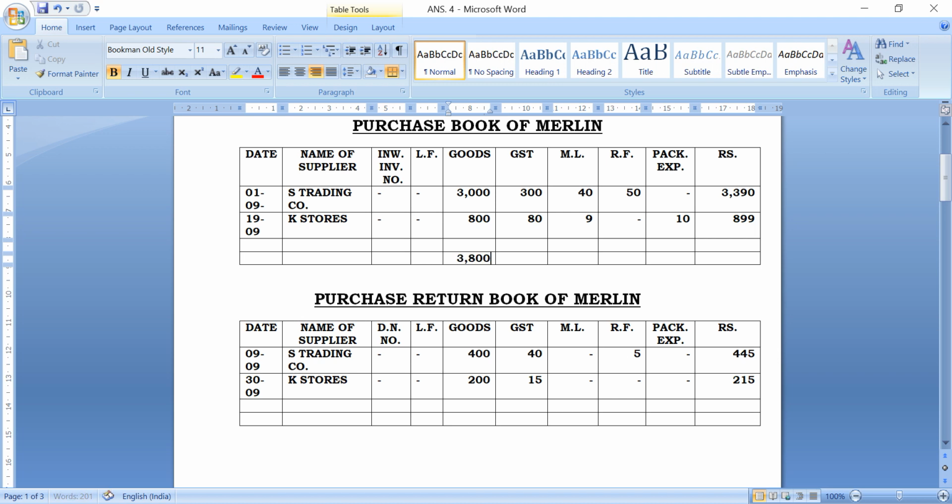Goods 3800 comes here, here 380, then margin lago 49, only one entry, railway freight 50 and 10. And now we total these two: 3390 plus 899, and that gives us 4289. This is how the total should come.